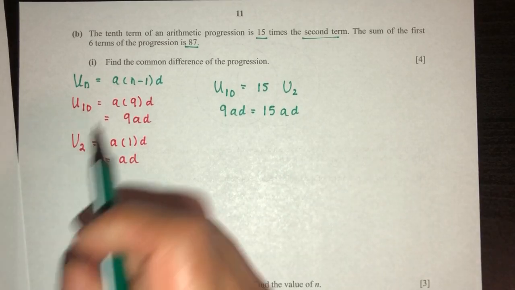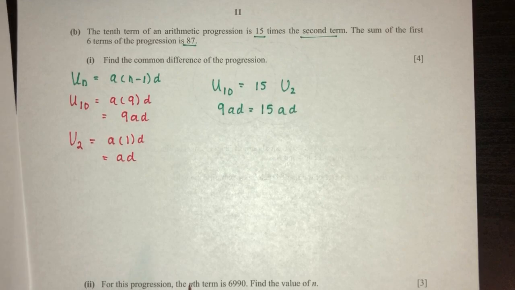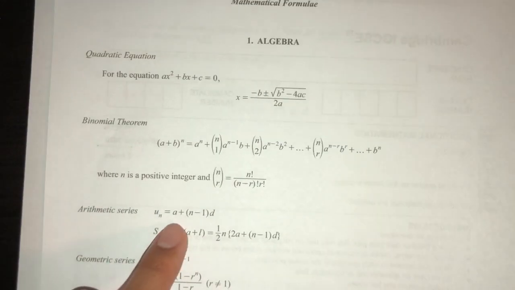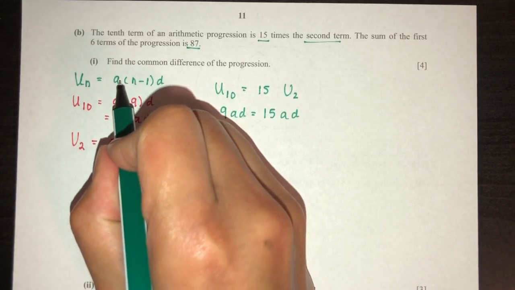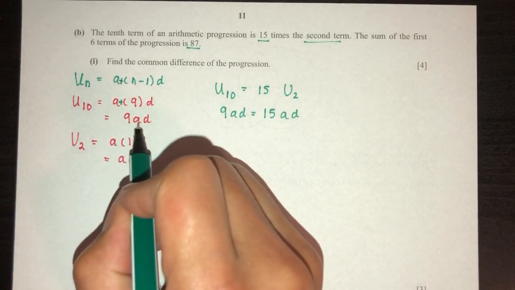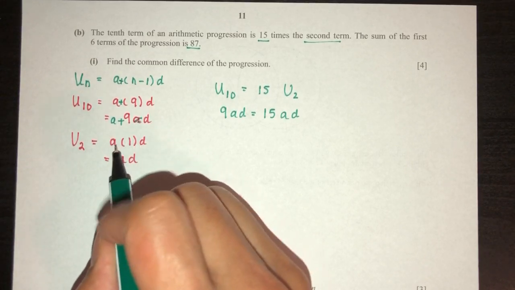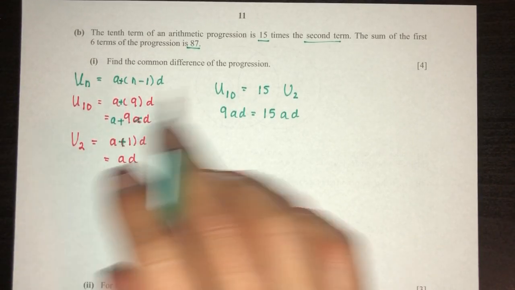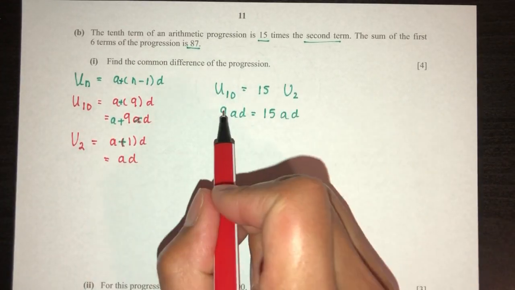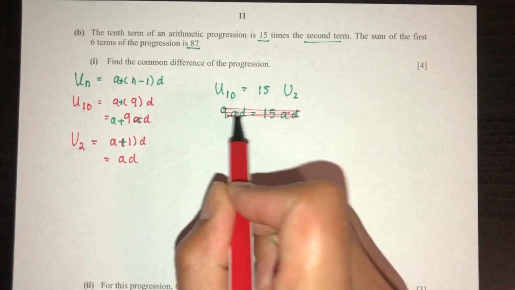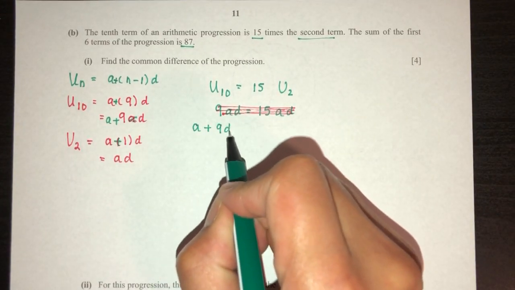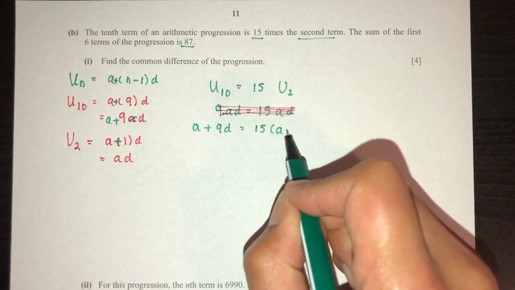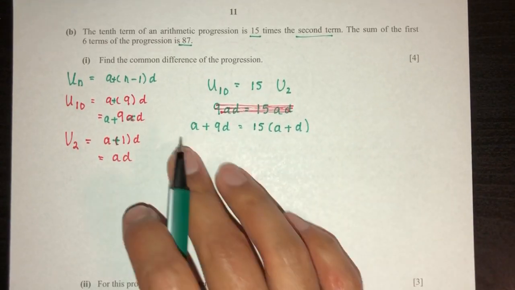Oh, okay, I made a mistake. You see, I could not copy the formula properly. I made a mistake right here. Silly mistake. It should be a plus, not times. So let's rewrite this down again. So for the 10th term, you should have a plus 9d equal to 15 times (a plus d). Okay, so now we can solve this one.